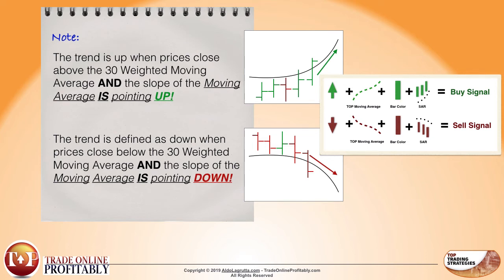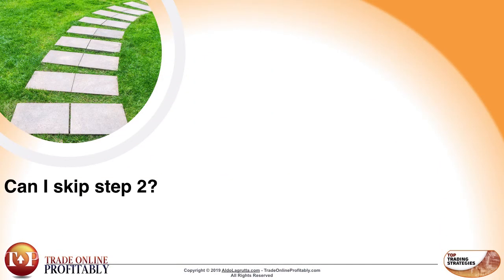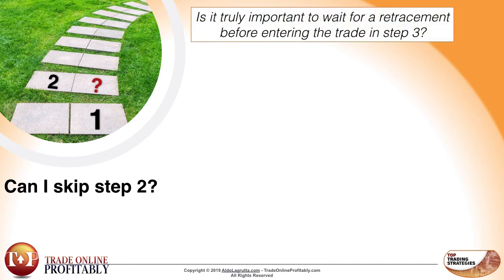Now, in the next video, we're going to look at a trade step by step so you understand better the entire trade management of the DFTS, from entry to stop to trailing of the stop and the exit. However, before I finish this video, I would like to clarify a frequently asked question. Is step 2 of the instructions truly necessary? Is it truly important to wait for a retracement before entering the trade in step 3?